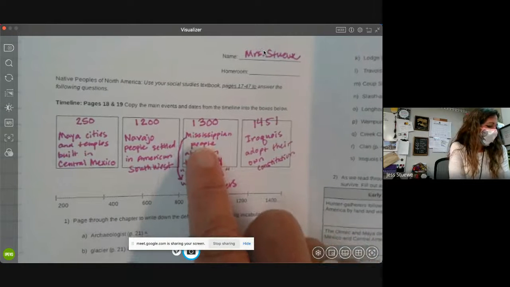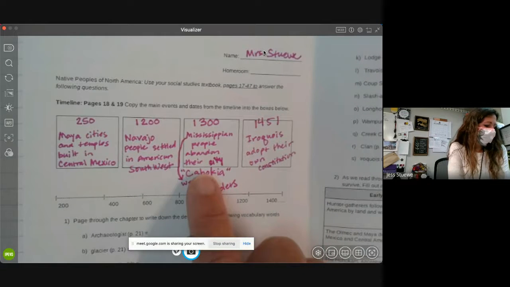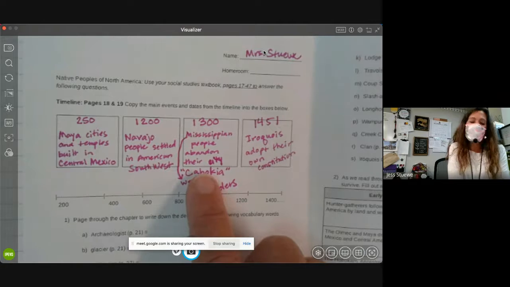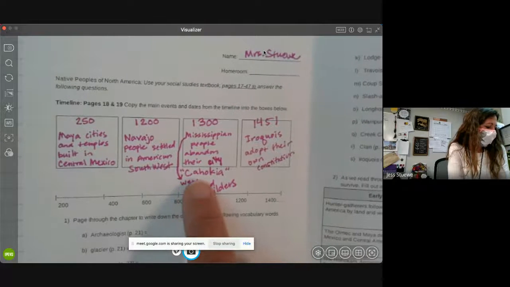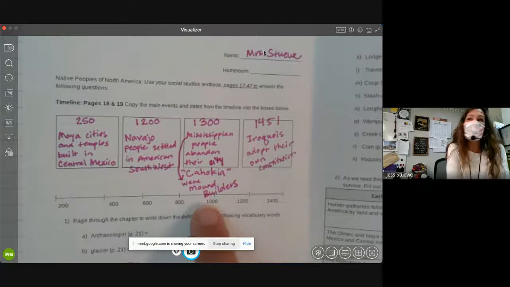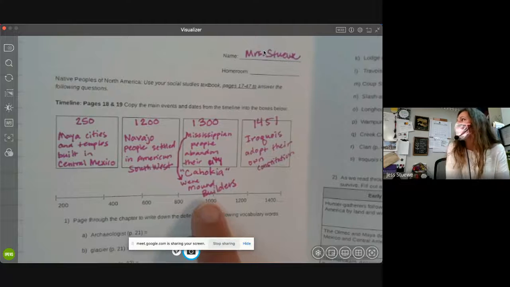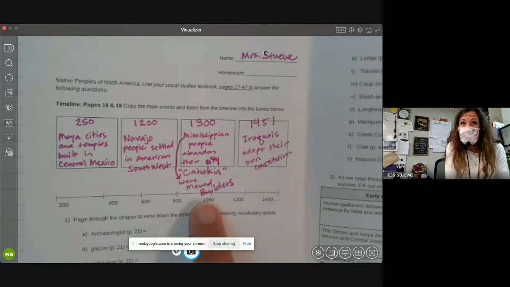Okay, so the Mississippian people abandoned their city in the year 1300. I also put an arrow down here to Cahokia. That was the name of the city. The Mississippian people were called the Mound Builders. And we talked about how they built mounds for burials.